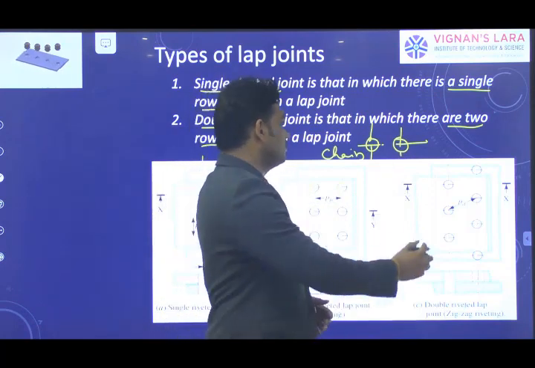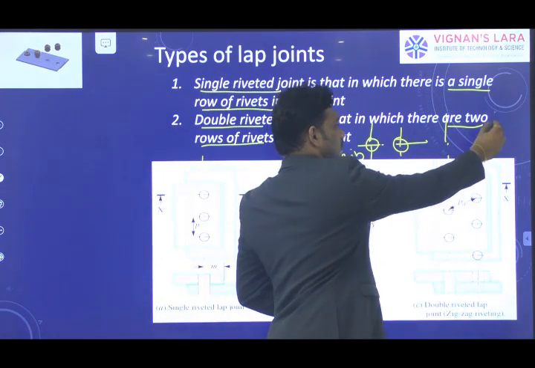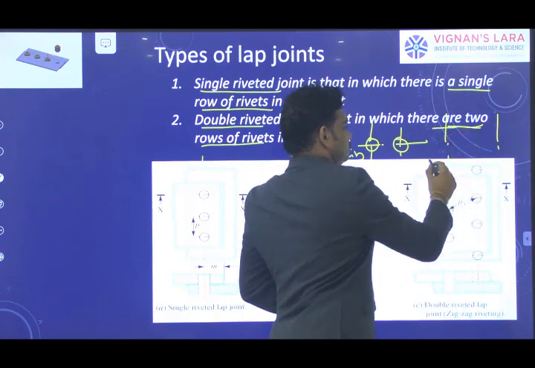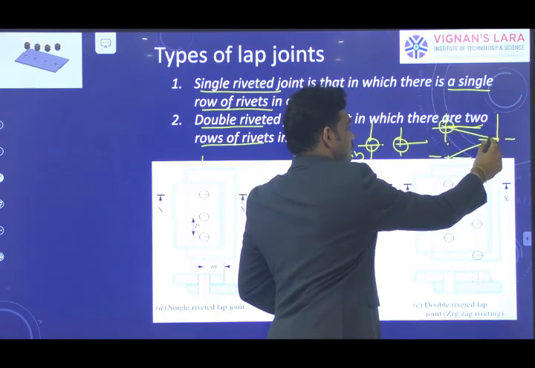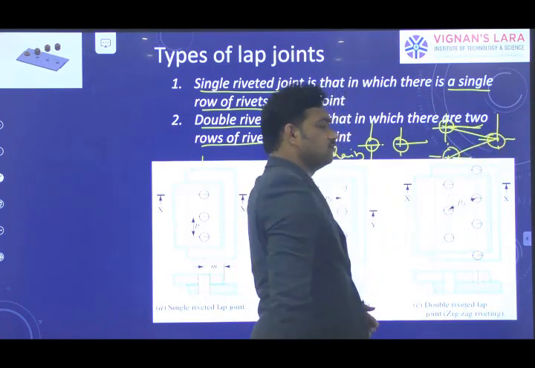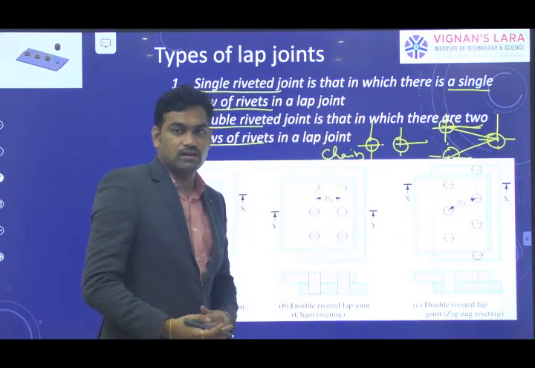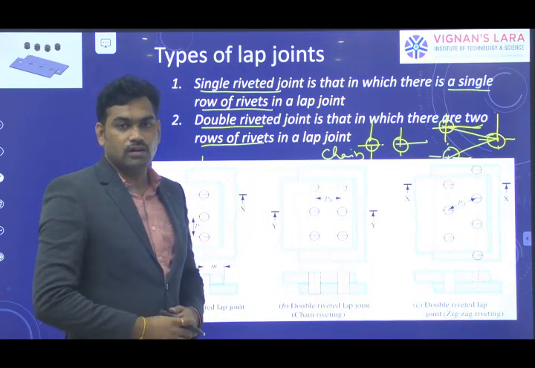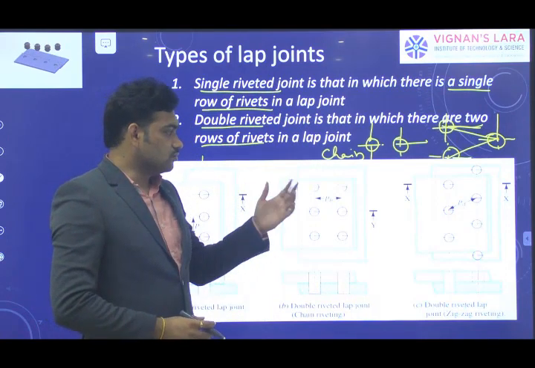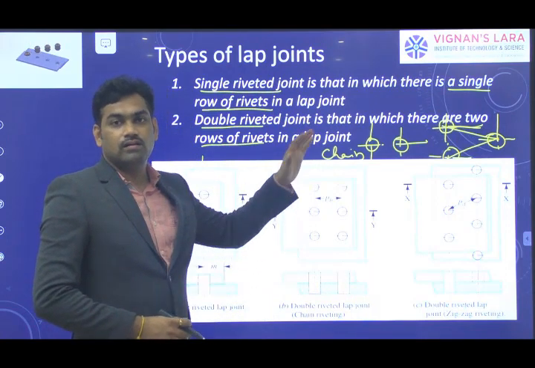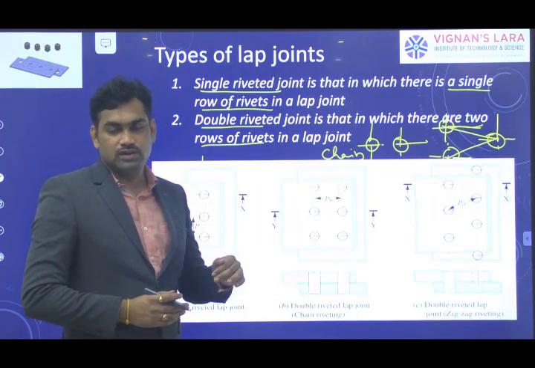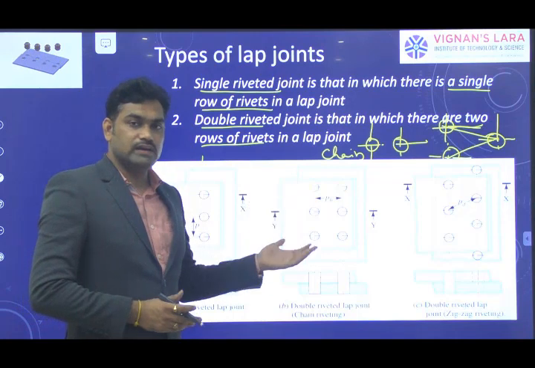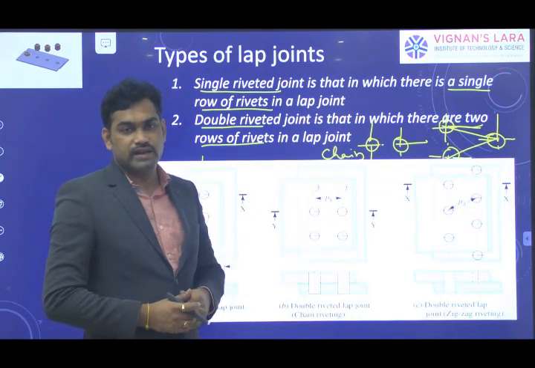Or there is one more type of arrangement, which is arranged in this fashion. This type of riveting we call zigzag riveting, where alternate holes are drilled in the rows. That is the arrangement of rivets you can observe, so you can classify it as either chain riveting or zigzag riveting.